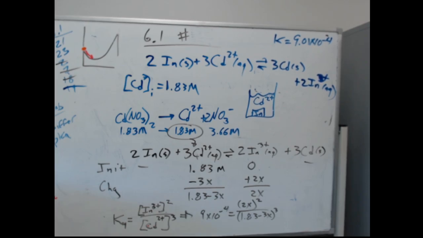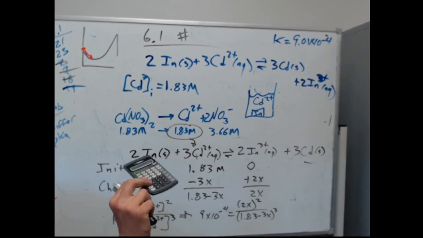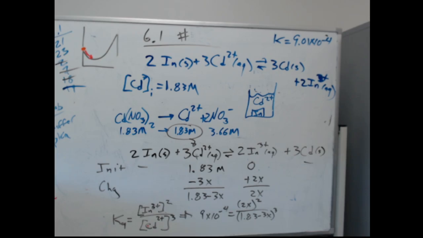We could do that in our calculators theoretically. Anyone with a smart enough calculator can theoretically do this. But I use these not so smart calculators that I really like. We just use the x small approximation if we can. Do you think we can in this case? It seems pretty small. My K is 9 times 10 to the minus 4. My initial concentration is 1.83. I'm feeling pretty good about it. So I'm going to go ahead.